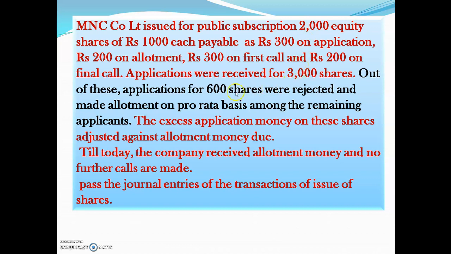Out of these, means 600 shares were rejected and allotment was made on pro rata basis among the remaining applicants. Means here the difference is, issued 2000 and received are 3000. The difference is 1000, and from 1000, 600 shares were rejected and remaining means 400. Okay, so for the remaining 400 shares the allotment is made on pro rata basis among the remaining applicants.